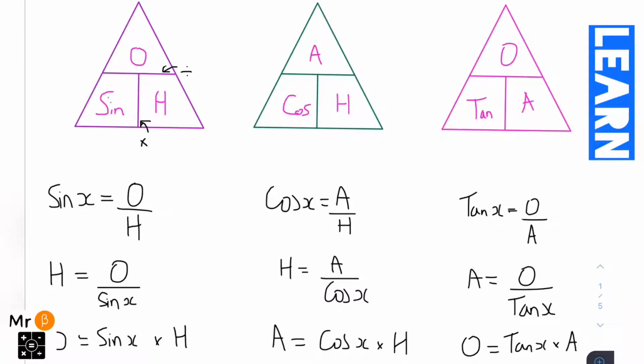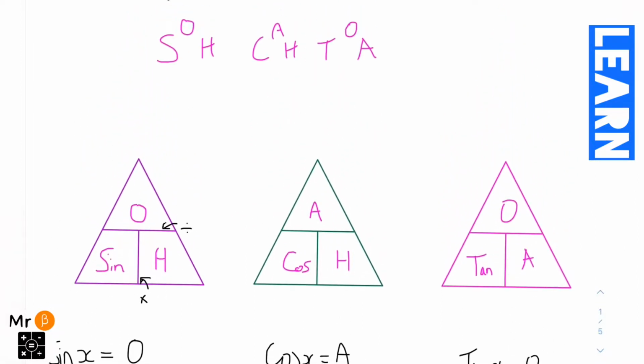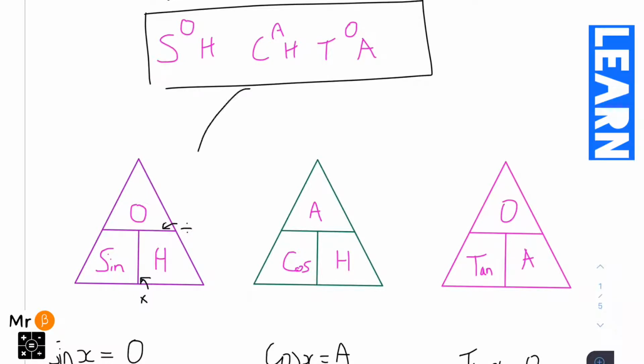So those nine formulas you have got from your triangles is what you'd have to learn if you didn't use the triangles. However, it's much easier just to remember this one magic word, SOHCAHTOA, and be able to get your triangles from that word.